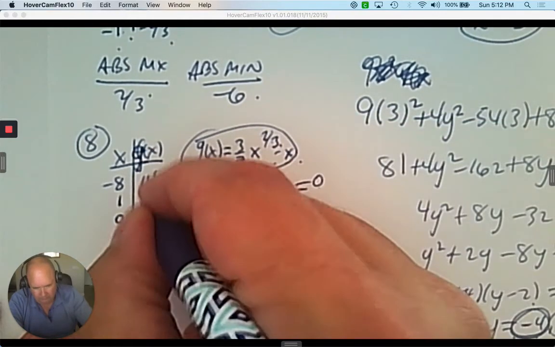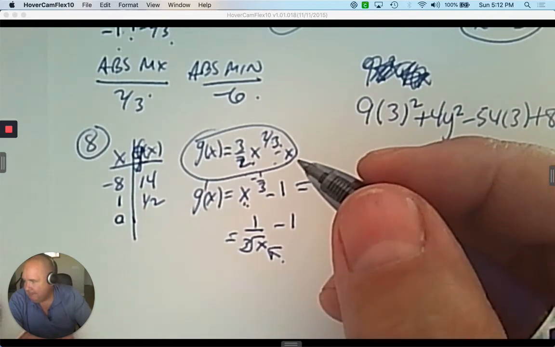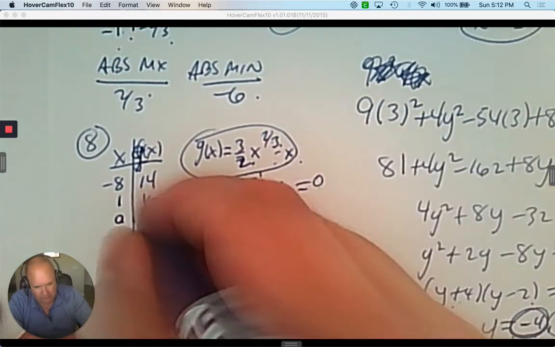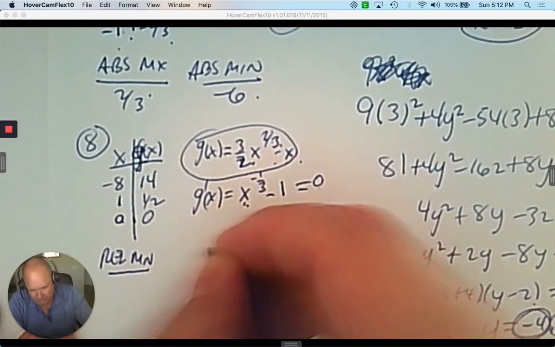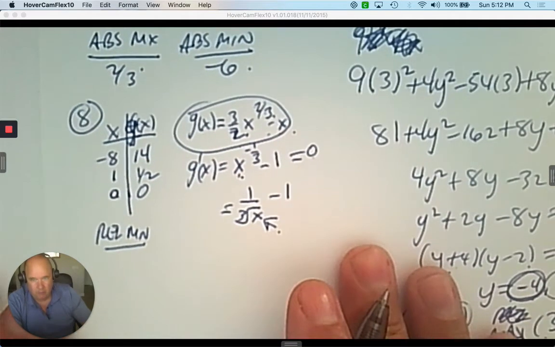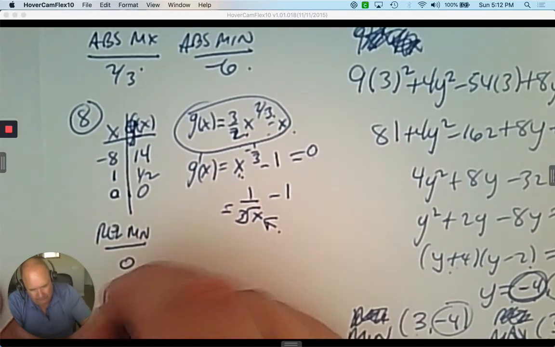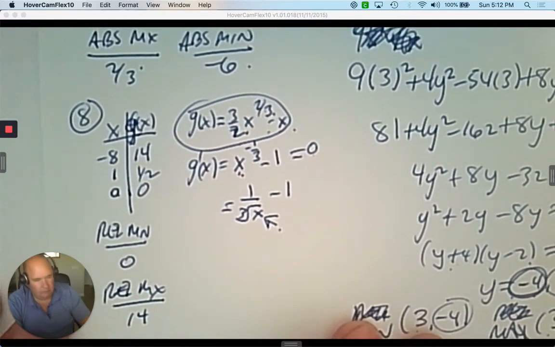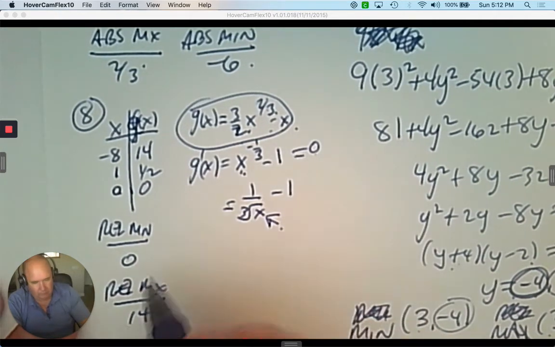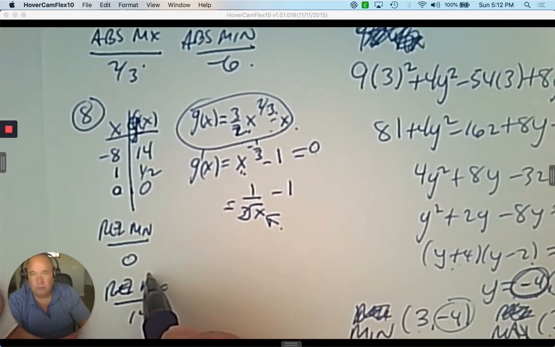If I plug in +1, 1 to any exponent is 1, so it's 3/2, take away 1, which leaves you with 1/2. And then plug in 0, and you get 0. So from that, you will get your minimum and your maximum. Your lowest y value there is 0, and your greatest y value there is 14. So between that interval of -8 to 1, the greatest y value is 14, and the smallest y value is 0.